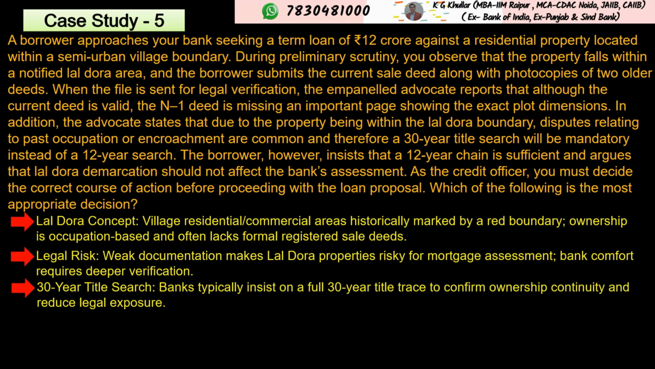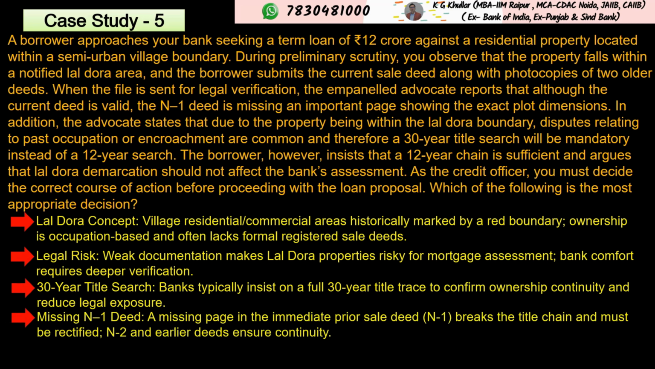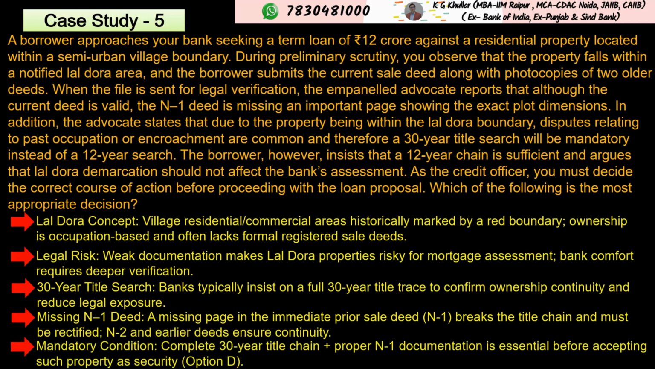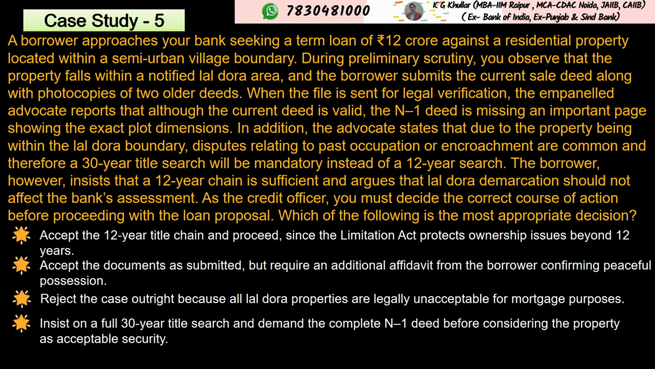Next, a missing page in the N-1 deed creates a break in the chain of title which must be rectified. Please note an N-1 deed is the immediate previous sale deed in the property's title chain showing how the current owner had acquired the property. It verifies the ownership transfer from the prior owner. Similarly, N-2 is the deed before that and so on, ensuring continuity and completeness of the title chain. Therefore, insisting on a complete 30-year chain and proper N-1 documentation is mandatory before accepting such property as security. So, as far as this case study goes, the correct option is option C.